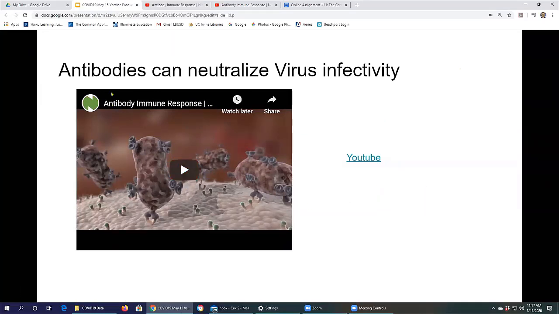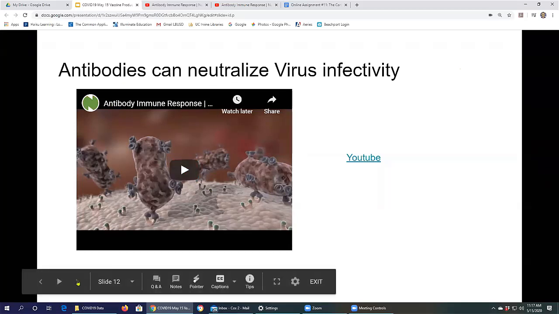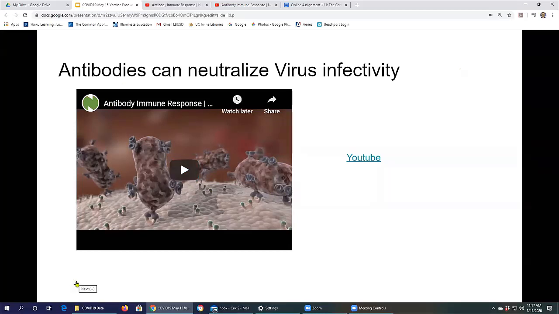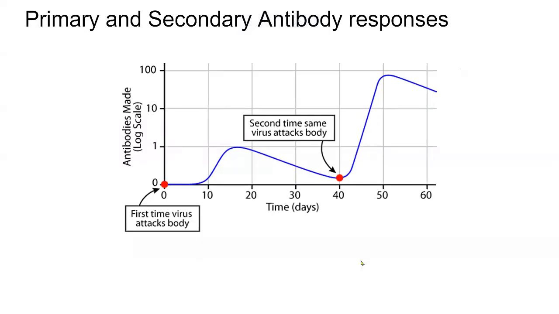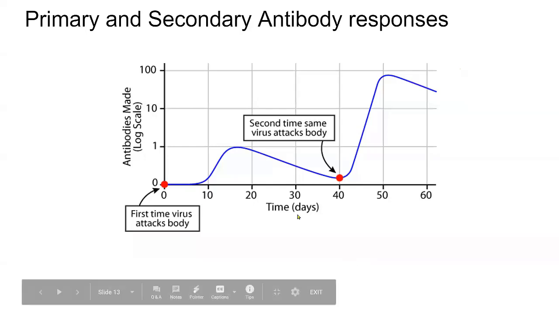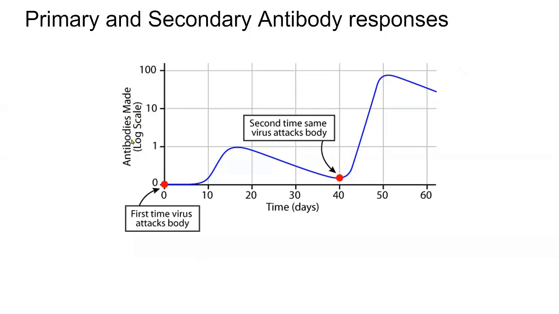So that's the idea. Antibodies are what you need. The vaccine helps you make antibodies. This is a really important graph, so look at it carefully. The y-axis is antibodies made. Those are the proteins that will neutralize the virus, get rid of the virus. You can think of it as killing the virus. Antibodies do that.